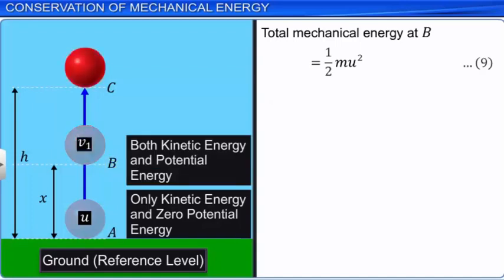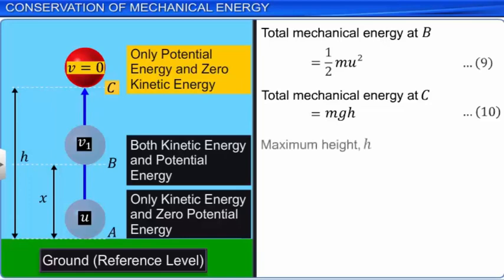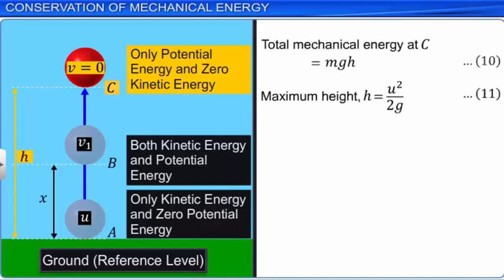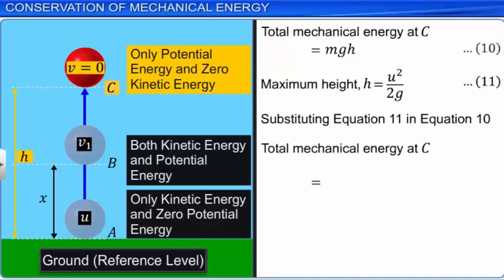When the body reaches point C, that is, the maximum height, it has only potential energy and 0 kinetic energy as the velocity at this point v is 0. Its total mechanical energy at C is denoted by mgh. Let this be equation 10. We learnt earlier that the maximum height h reached is denoted by the expression u square by 2g. Let this be equation 11. Substituting equation 11 in equation 10, we get the total mechanical energy at C is equal to mg into u square by 2g. And on simplifying, we get the total mechanical energy at C is equal to half mu square. Let this be equation 12.